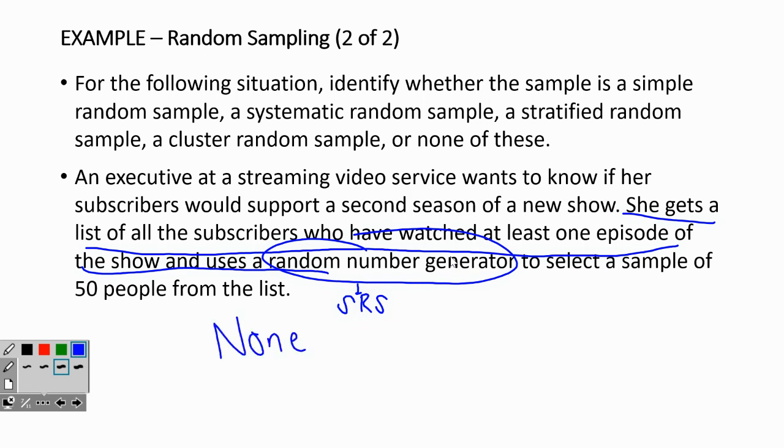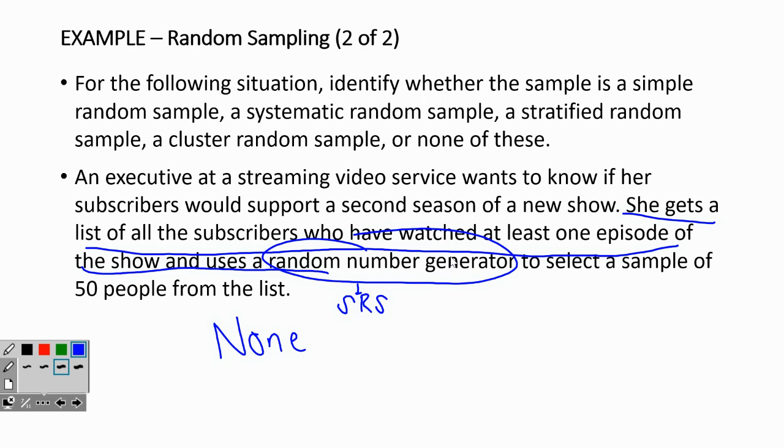So it's none of our good sampling techniques. The reason is that she's taken it down from all of the people that have subscribed to, let's just say, Netflix. Then from there, she's found all the people that have watched at least 1 episode of Wednesday, and then she's contacting 50 of those people to ask if they want another season. So she's skewing the results in her favor.